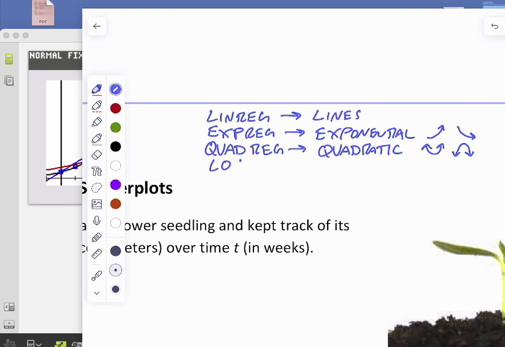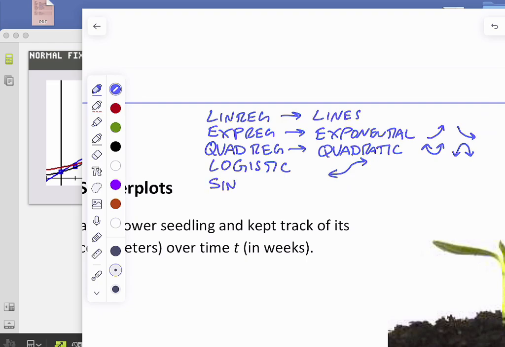Then there's logistic, which doesn't stand for anything besides logistics, so I don't have to draw an arrow here. But those literally make the same shape every time, like an S. Okay, they have a floor and a ceiling.